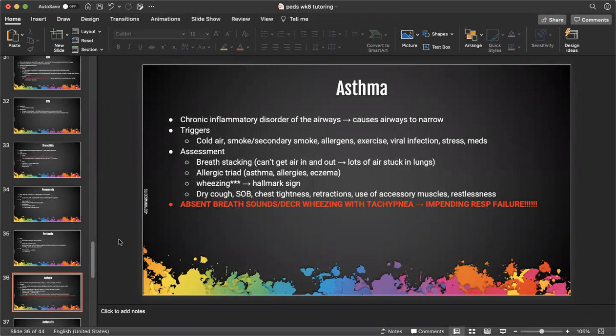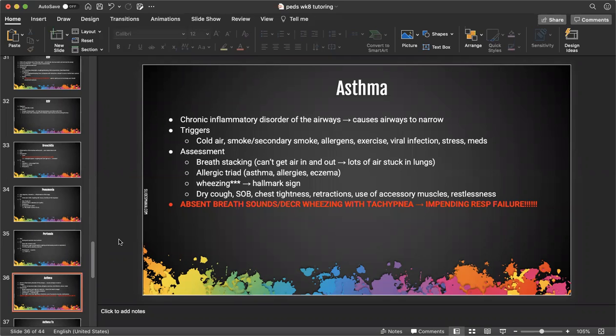So now we're going to get into asthma. Asthma is a chronic inflammatory disorder of the airways, which essentially just causes the airways to narrow. Some triggers are cold air, smoke, secondhand smoke, allergens, exercise, viral infection, stress, or medications.